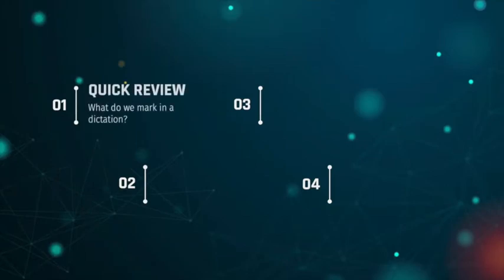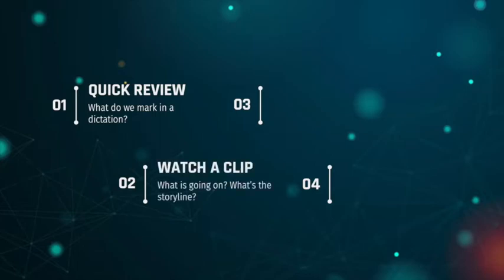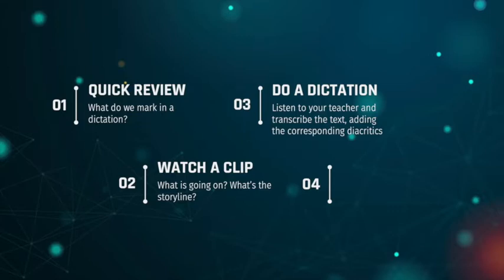The first thing we're going to do is a quick review of what things you need to mark for this dictation. Then we're going to watch a clip together from a TV series to see what's going on and what the storyline is. This will help you listen to the text for the first time for meaning. Next, we are going to actually do the dictation. You're going to listen to me and you have to transcribe the text and then add the corresponding diacritics for accents and tone. And then finally, we're going to check.